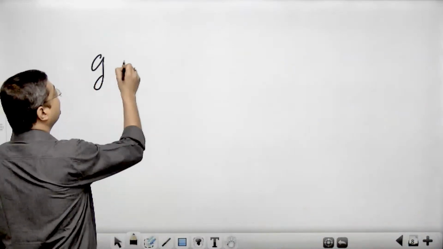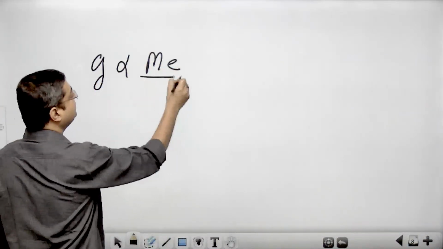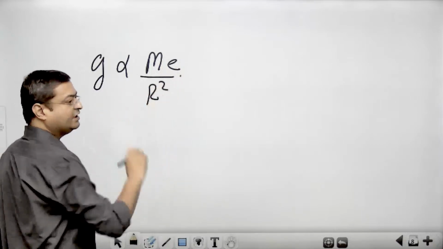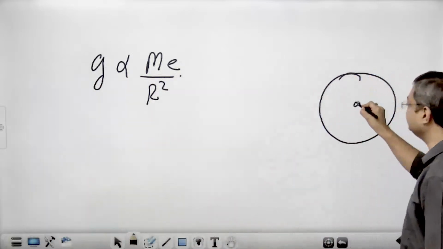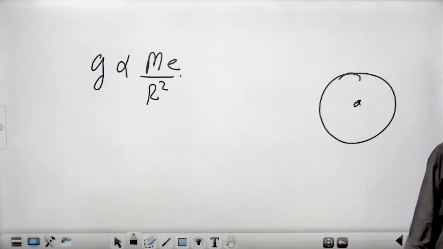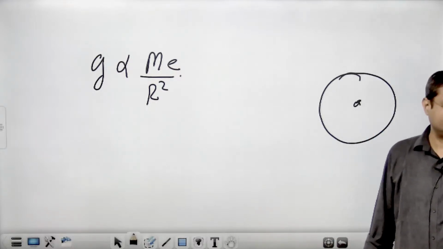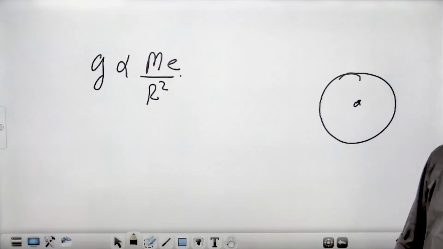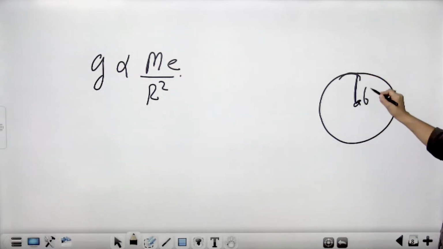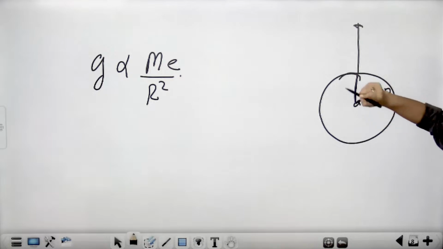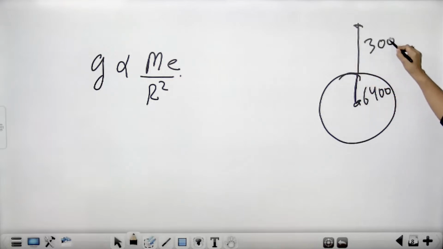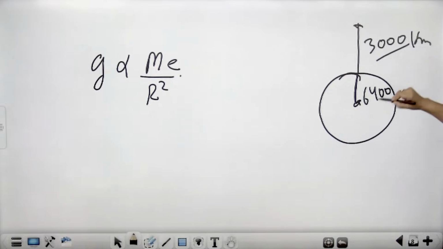G proportional to mass of the earth upon r square. यही आया था. Now in second case, suppose I am going to take a spaceship and I am going to go up to some 3000 kilometers in space. ठीक है? What is the radius? 6400 kilometers. मैं कहां तक चला गया? 3000 और kilometers. What is the effective distance now from the center of Earth?